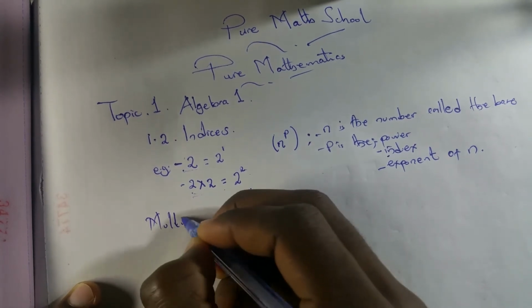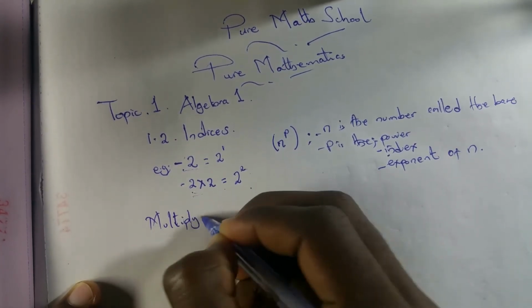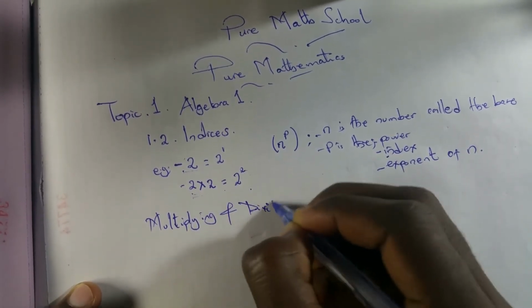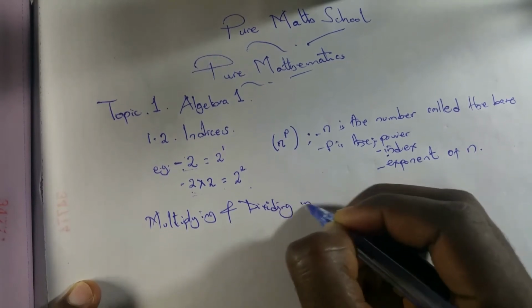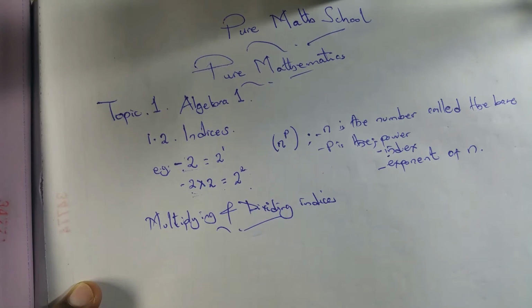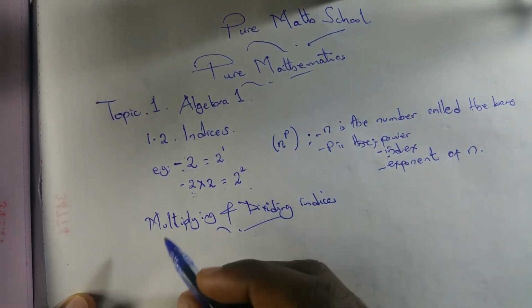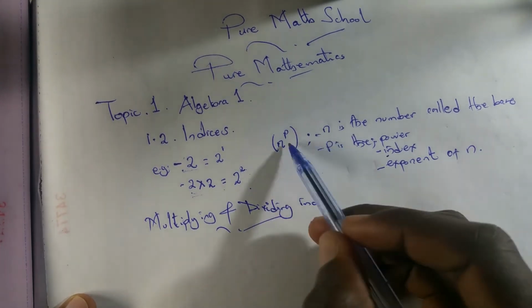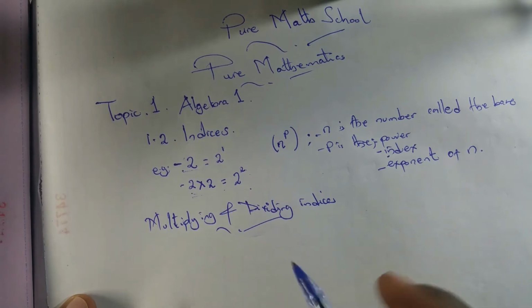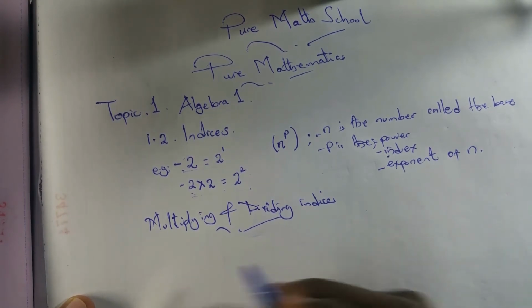Multiplying and dividing indices. Now we are going to have different cases. For this case, let's consider the case of same base. That means base, I refer to this one, n. Same base but different powers, and we are considering multiplication.